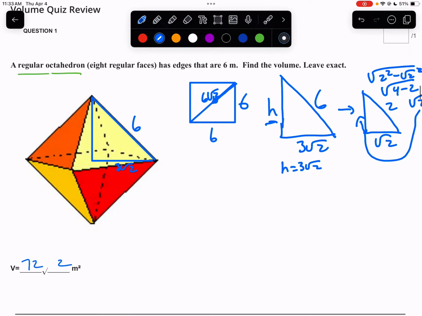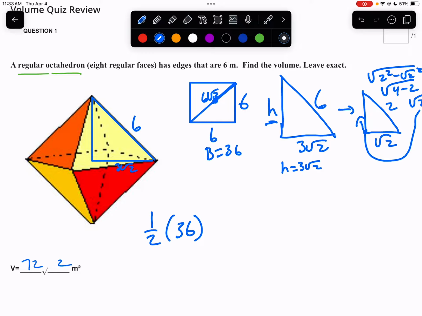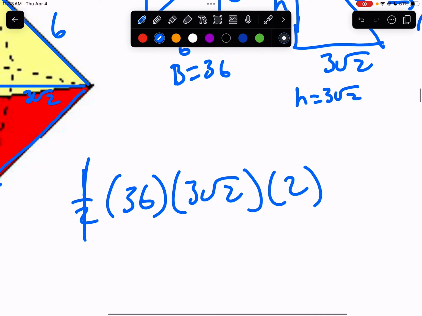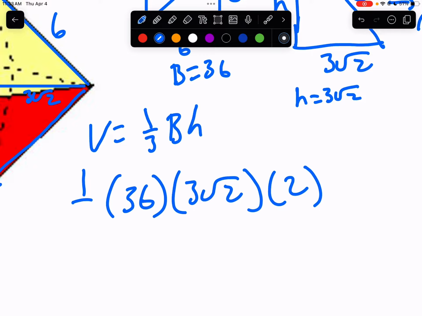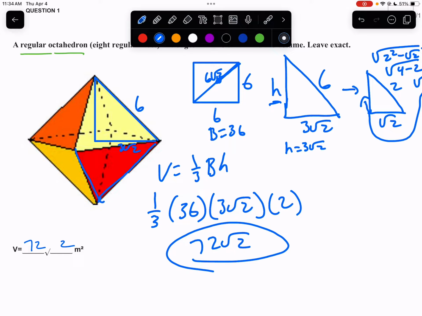So we're going to do 1/3 times the area of the base. The area of the base would be 36, right? 6 times 6 is 36. Times the height we just got, 3 root 2. And then don't forget that there's another pyramid facing the other way. So there's 2 of those. So 1/2. Oh, it is not 1/2. Who messed that up? The volume of a pyramid is 1/3 BH. So it's 1/3. All right, so 1/3 times 36, that would be 12. Then times 3 is back to 36, and then times 2 would be 72 root 2. And that's our answer. Boom.